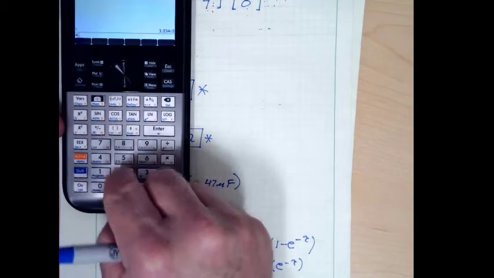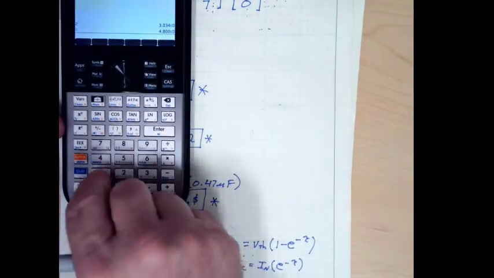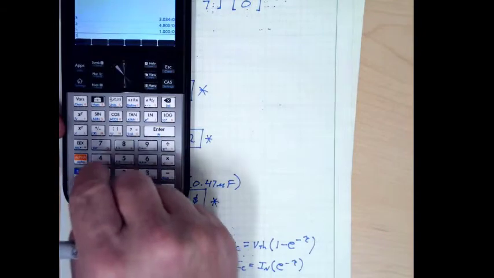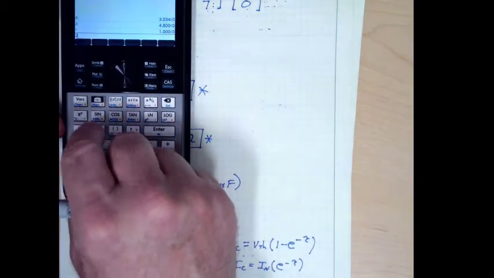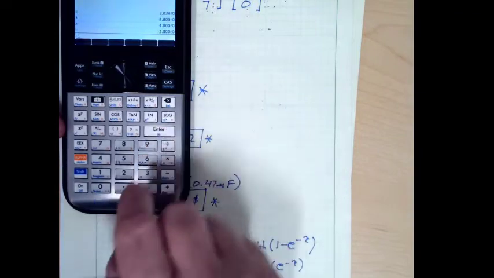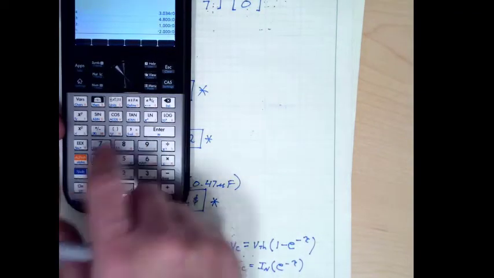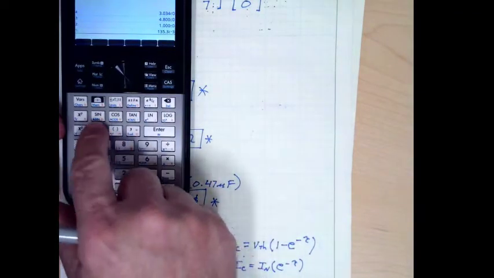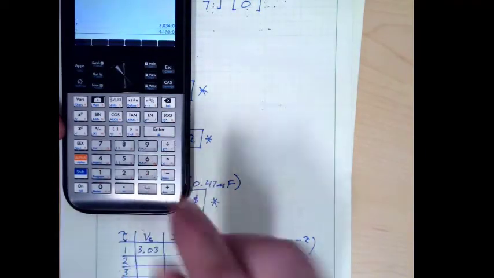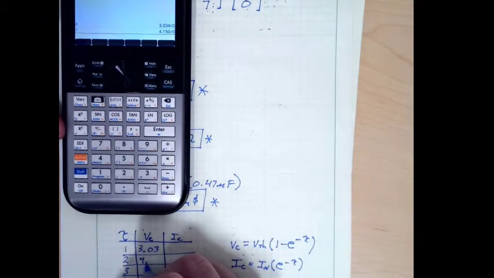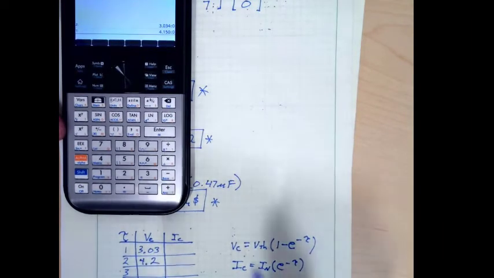And let's go to the next one. Again, we have our 4.8 volts. Get the 1 in there, and then we have minus 2 tau. So go ahead and enter that minus 2 and hit the e to the x button. Subtract that from 1, multiply it times 4.8, and we get 4.15. So I'll call it 4.2.